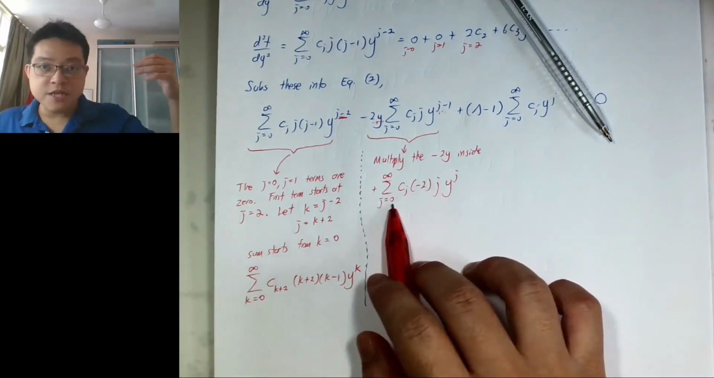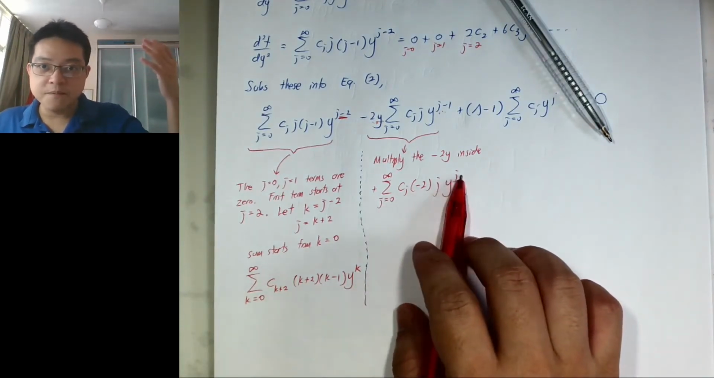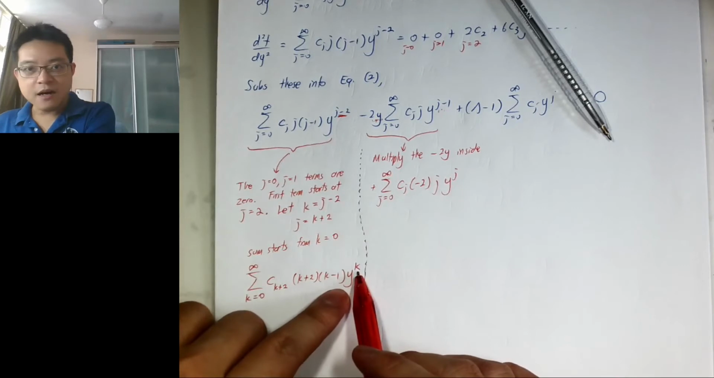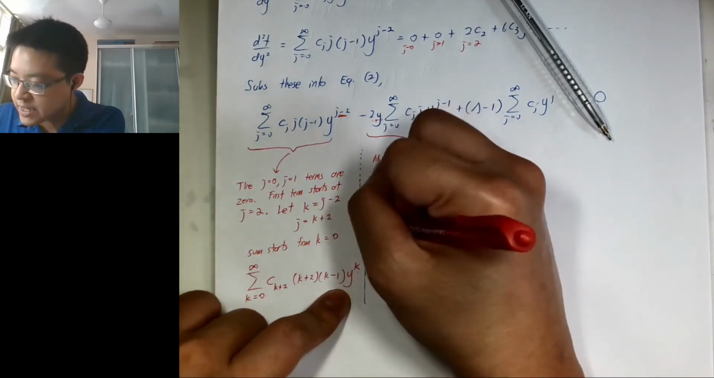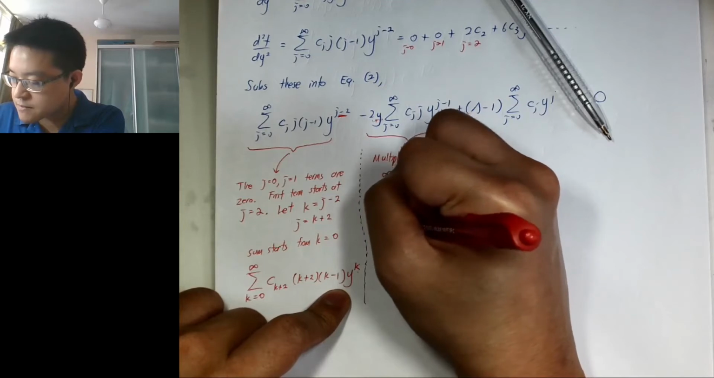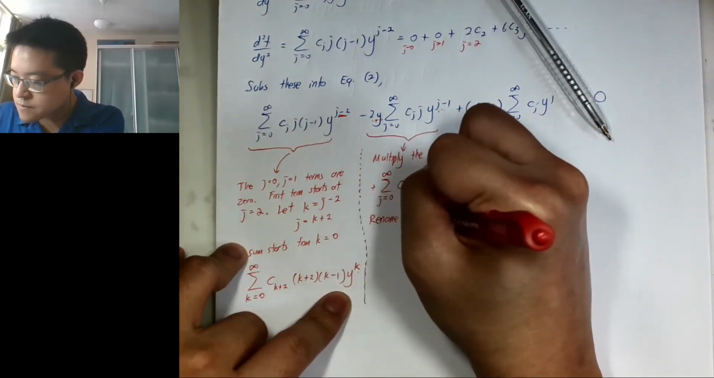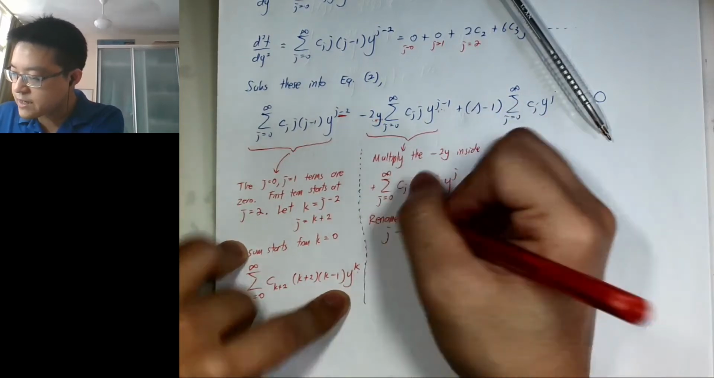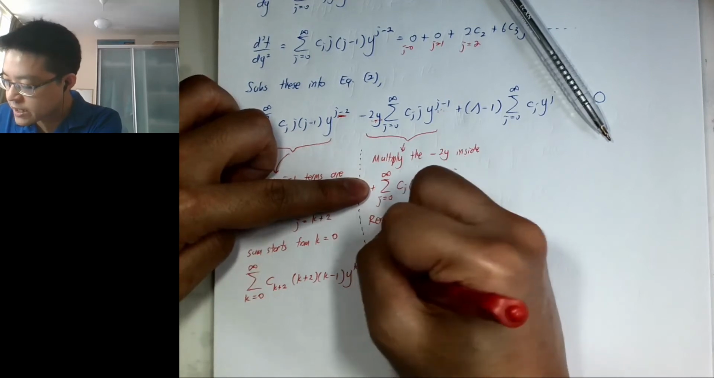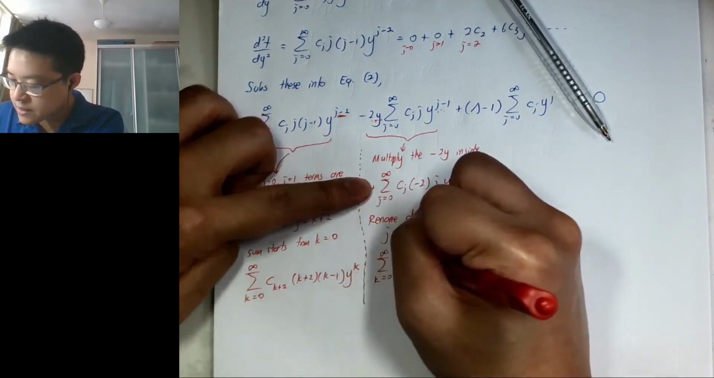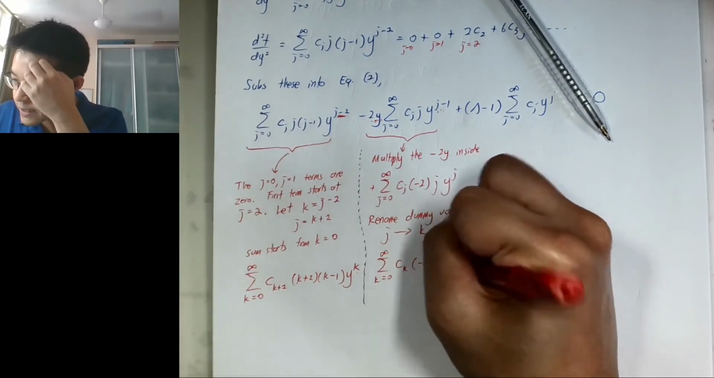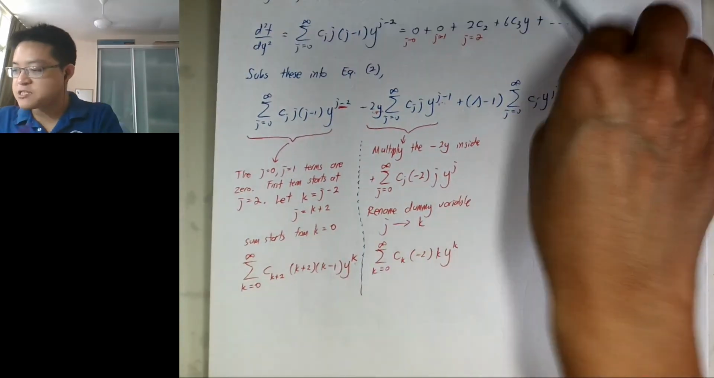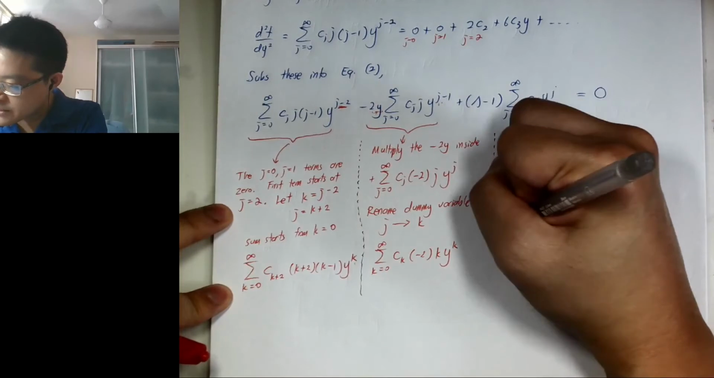The sum starts from j equals 0, but this is y to the power j. And then I want to compare with this later, so I'm going to just rename this as k. So this summation is now k from 0 to infinity, c_{k-2}... k y to the power k. Since I'm changing everybody to k, might as well change this to k as well.